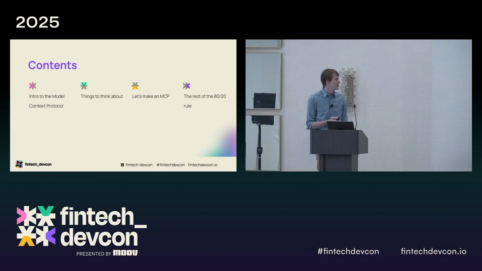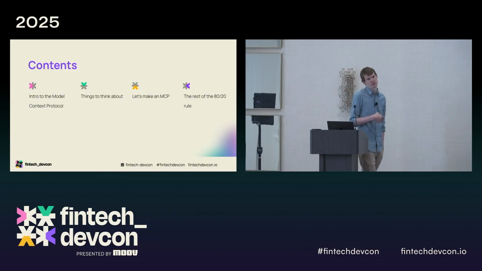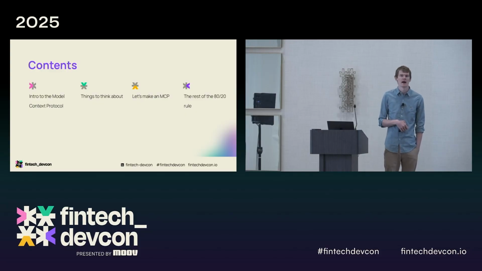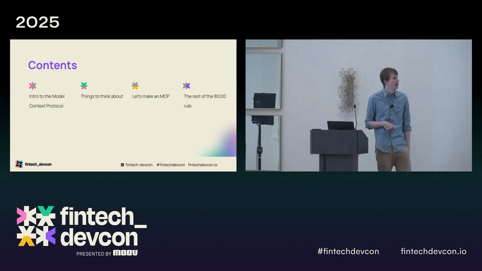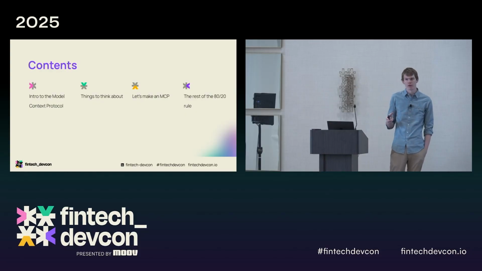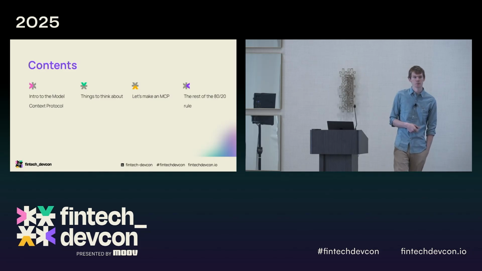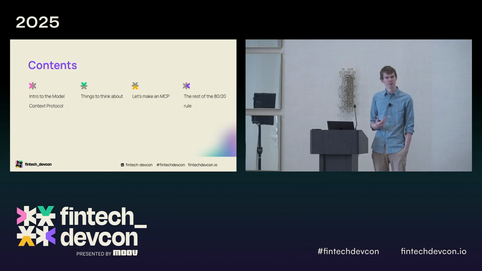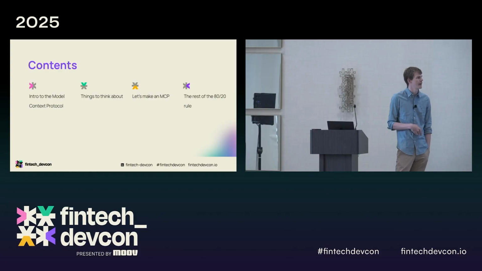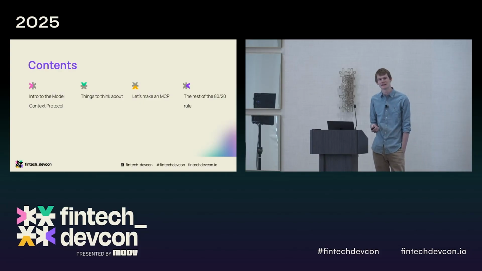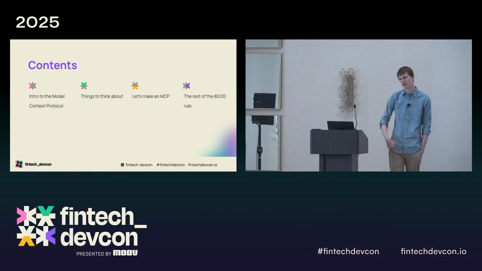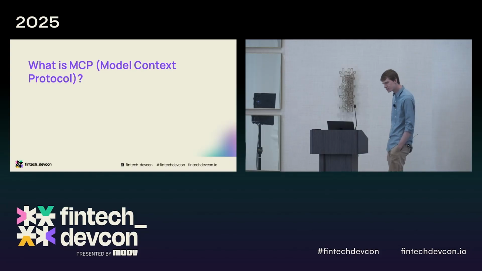So we'll talk through a few different things. I'll give an introduction to what it actually is, and maybe a slightly different way of thinking about what it is. We'll have a look at the kind of things that you should be thinking about before you dive in and start building something. We'll then build something. We'll build an MCP server. And then the 80-20 rule, right? It's really easy to get something up and running, but then what happens about observability and monitoring and documentation and everything that happens afterwards? So we'll look into a bit of that as well.